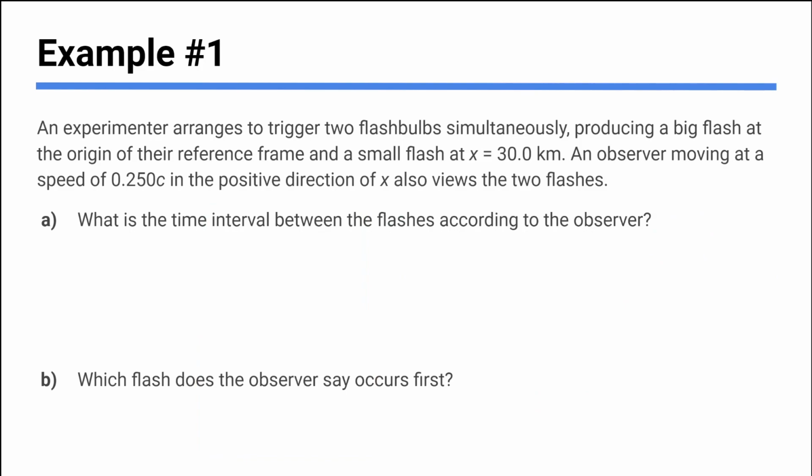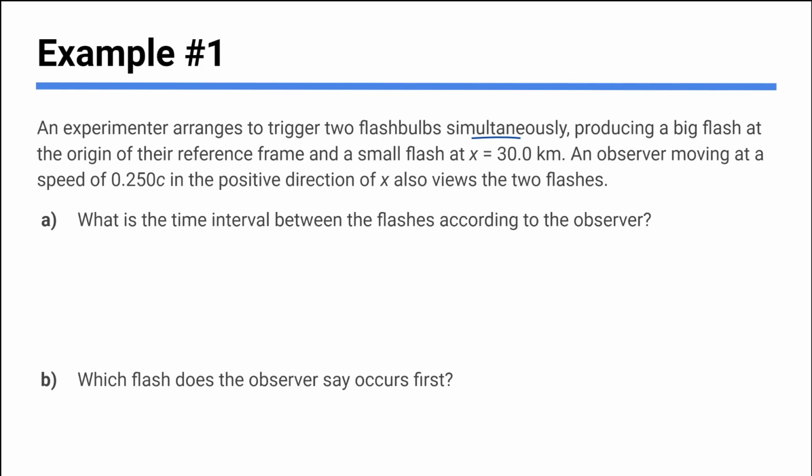All right, so let's put some of these equations to work so we can see how they work, because doing the math and doing a bunch of practice with these is really what you got to do to start to understand and get comfortable with the weird transformation stuff. Okay, so an experimenter arranges to trigger 2 flash bulbs simultaneously, providing a big flash at the origin of their reference frame and a small flash 30 kilometers away. An observer moving at a speed of 25% the speed of light is moving in the positive direction of x and also views the 2 flashes. What is the time interval between the flashes?